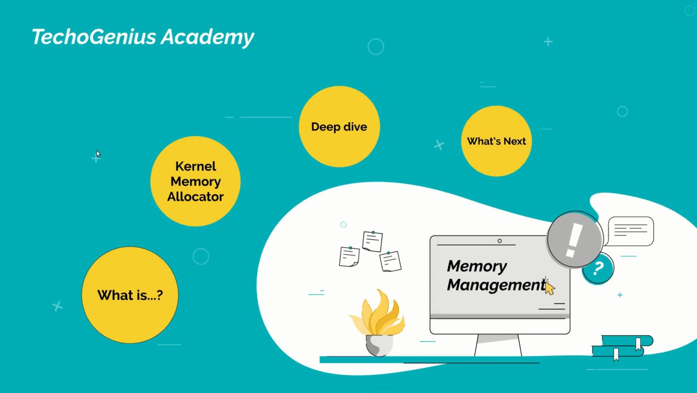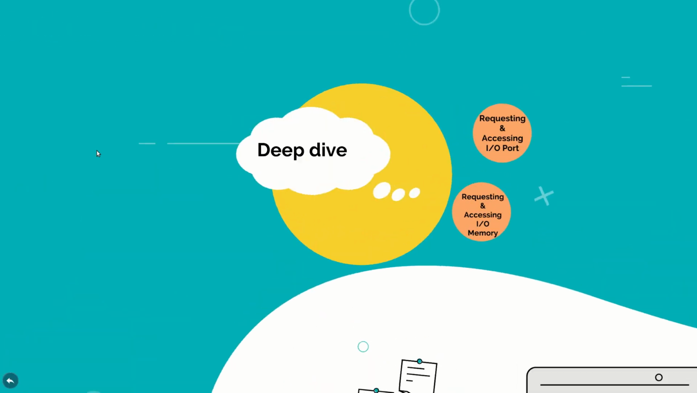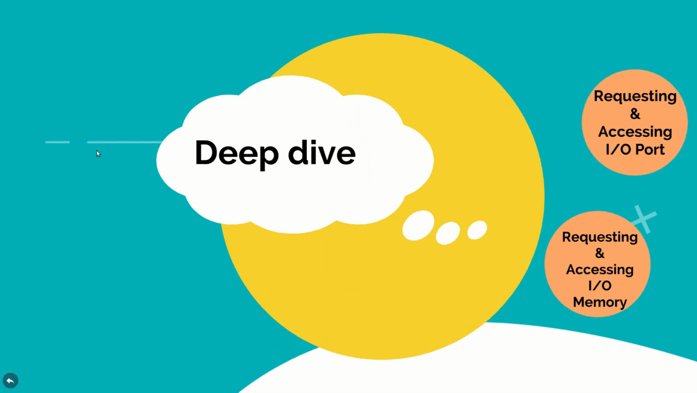So we have discussed a few things in this kernel memory allocator, and now we will take a deep dive into the IO ports: how we can request and access the IO ports. So we'll look into that.